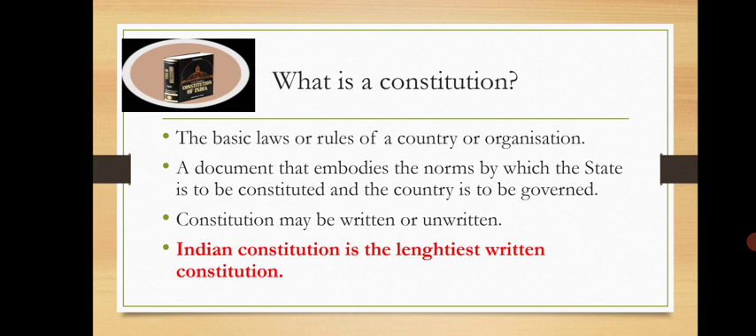Simply we can say a constitution is the basic laws or rules of a country or an organization, or we can say a document that embodies the norms by which the state is to be constituted and the country is to be governed. One more thing, the word constitution emerged from a Latin word called constituere. A constitution is the basic laws or rules of a country or organization, a document that embodies the norms by which the state is to be constituted and the country is to be governed.